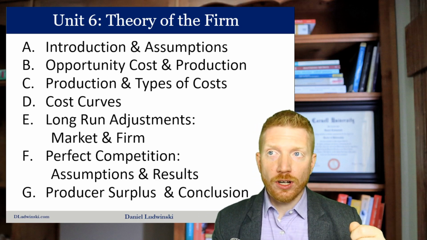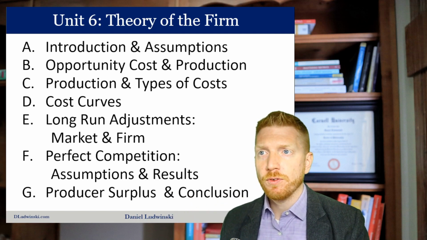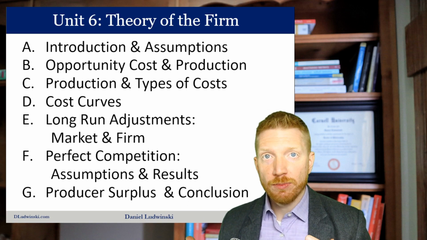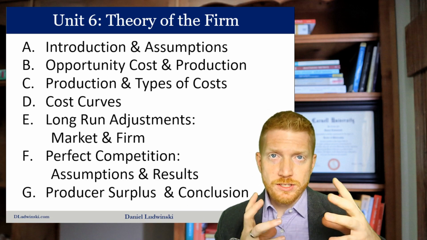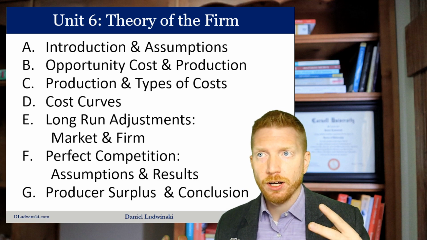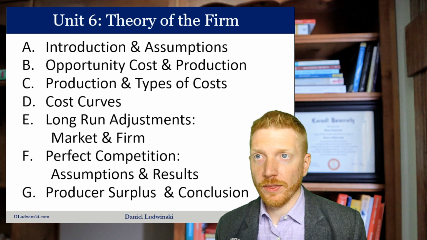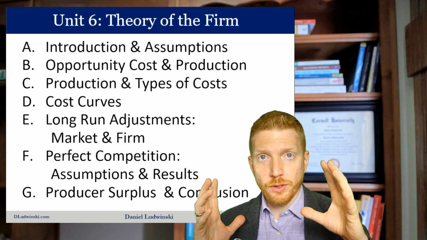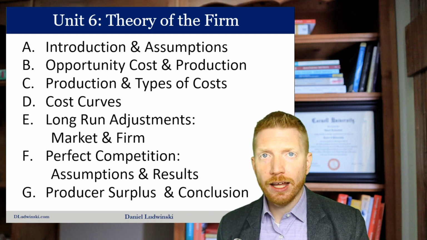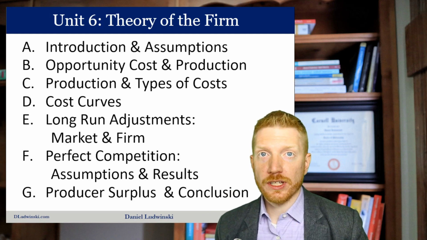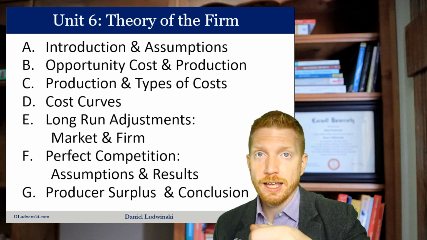So we can take those costs and graphically analyze them through cost curves before we get into long-run adjustments, both on the market level and on the firm level. All of this is building up to thinking about perfect competition. And so when we talk about the assumptions today around that, a lot of them are going to have to do with what we're thinking about in terms of perfect competition. And what I want to hit home towards the end of this unit is how the assumptions that we are making tie into those results.